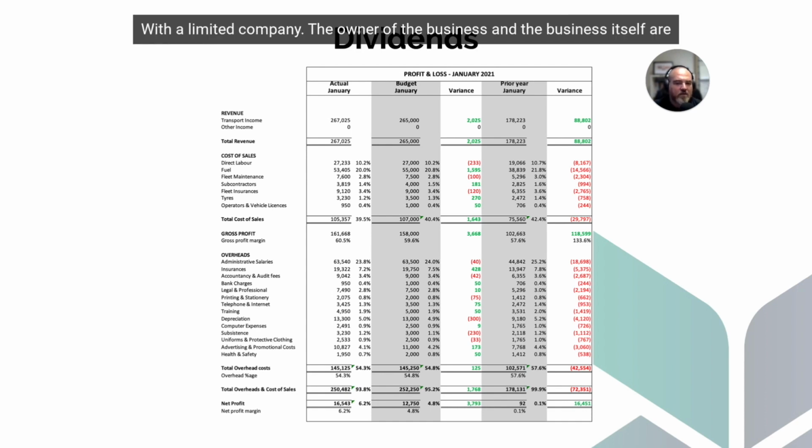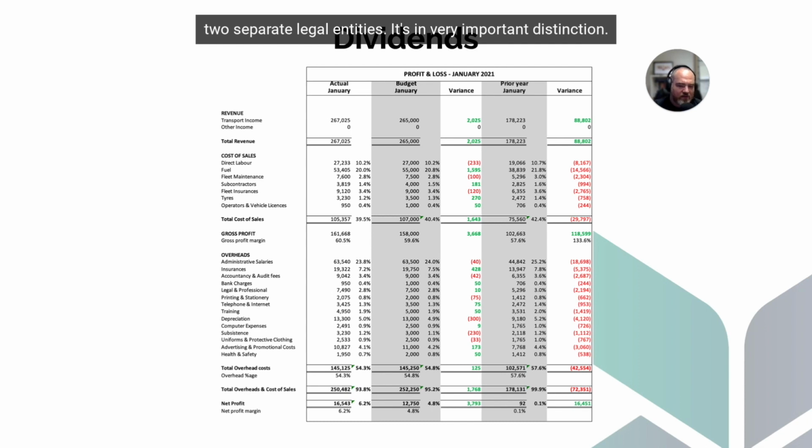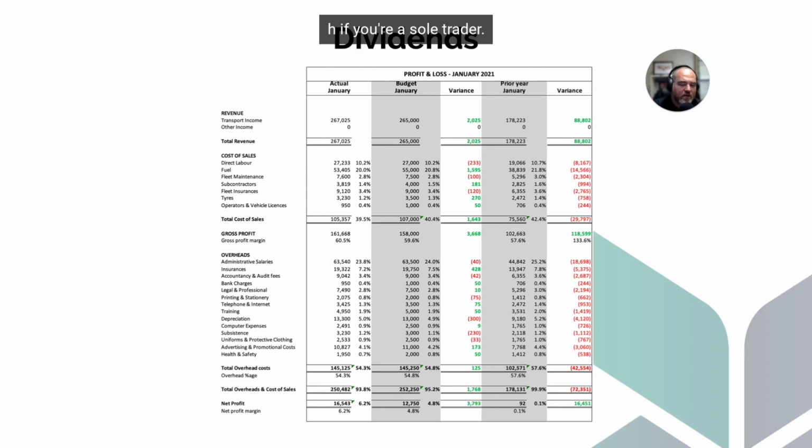With a limited company, the owner of the business and the business itself are two separate legal entities. It's a very important distinction. So everything I'm about to say is relating to limited companies, because you can't take dividends if you're a sole trader.